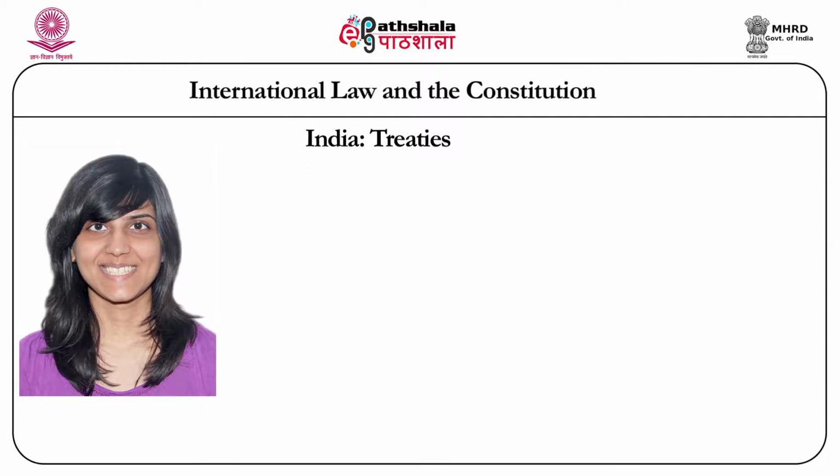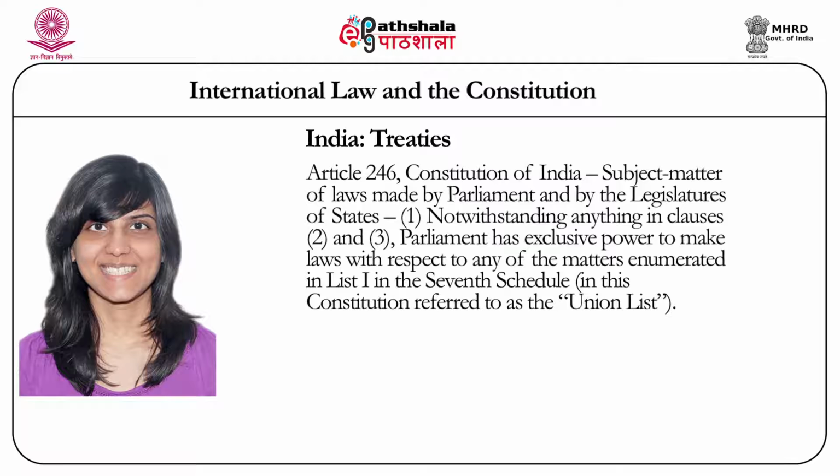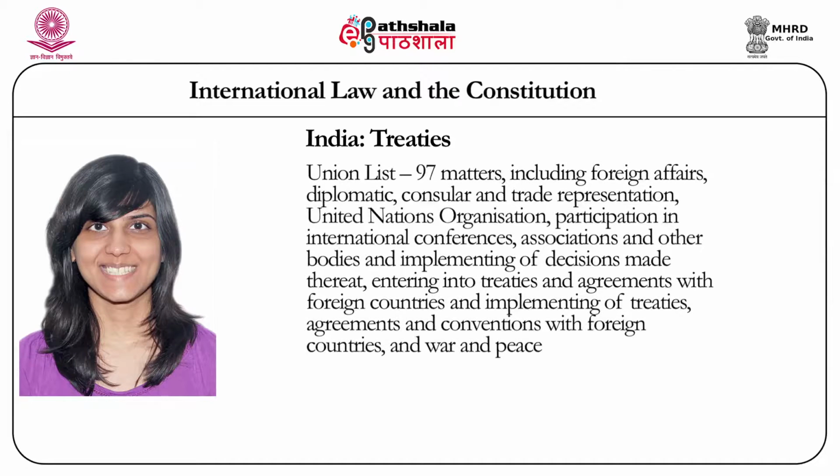For this, we need to turn to Article 246. Clause 1 of Article 246 reads, "Notwithstanding anything in clauses 2 and 3, Parliament has exclusive power to make laws with respect to any of the matters enumerated in List 1 of the 7th Schedule, in this Constitution referred to as the Union List." If we turn to the 7th Schedule, the Union List provides for a list of 97 matters over which Parliament has exclusive competence to make laws. The matters which are relevant for the purposes of international law are all included in the Union List.